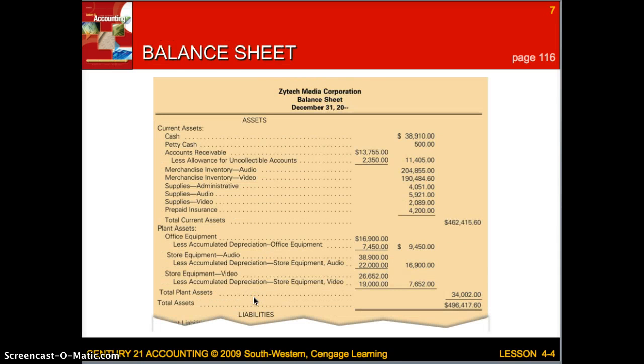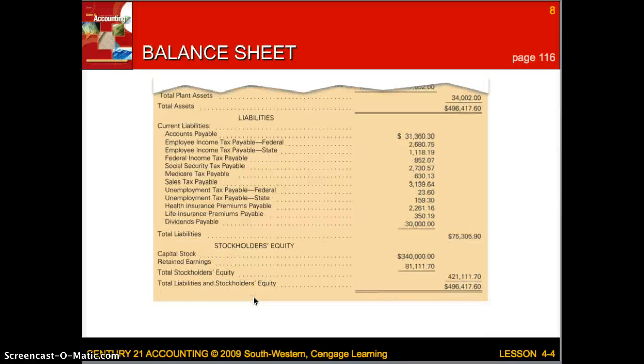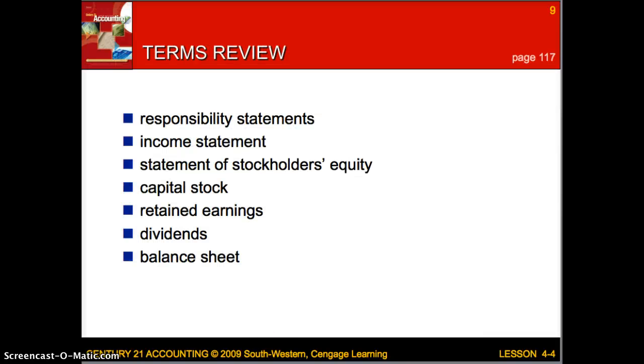Here's our balance sheet. This is on page 116. We've done this a lot of times. You have your assets and then your liabilities and your stockholders' equity down at the bottom, and that's what you need to know for 4.4.